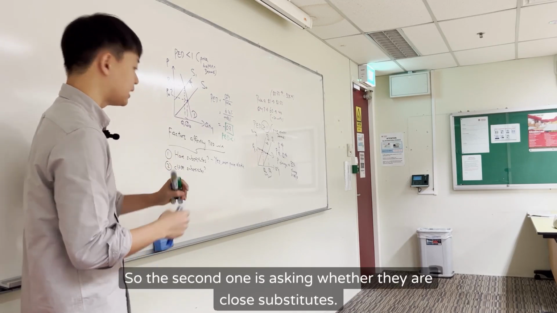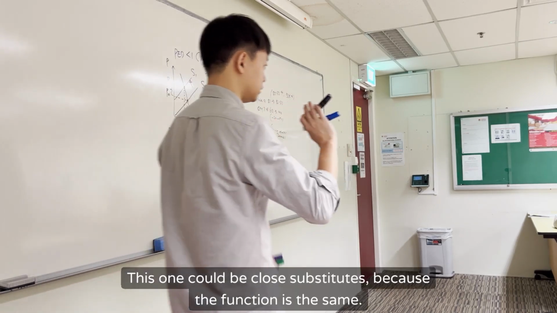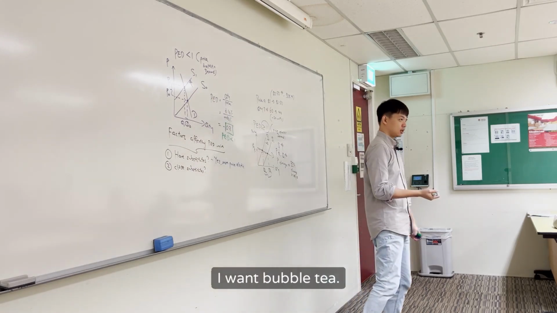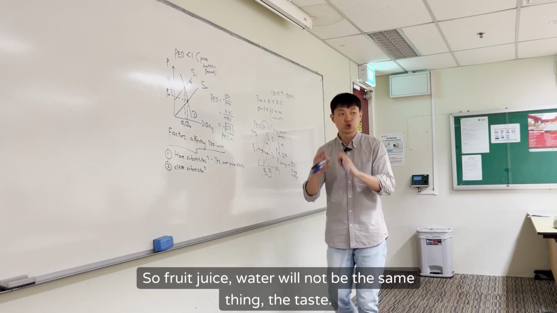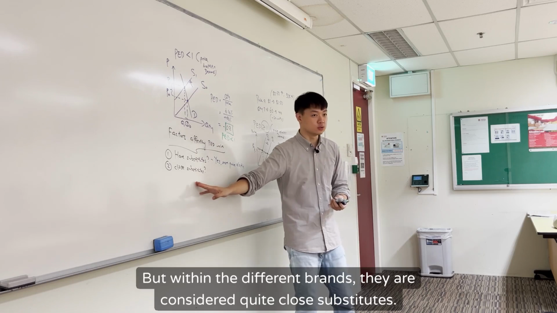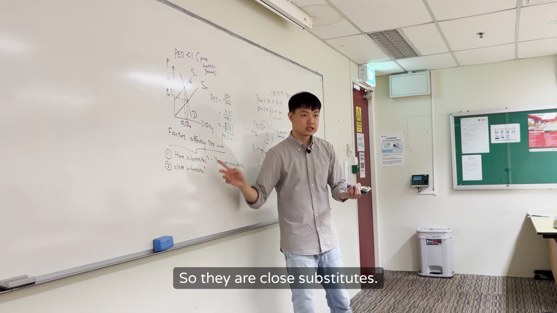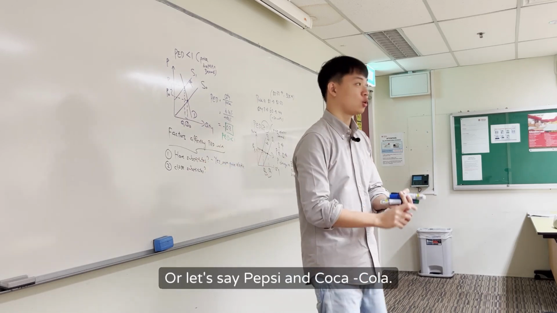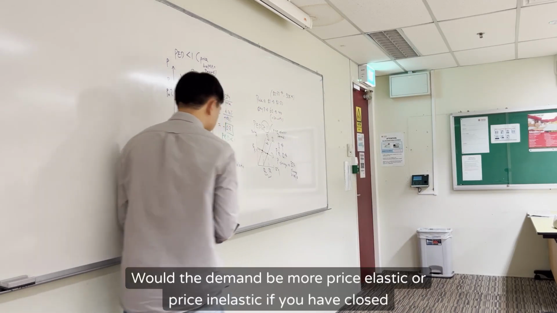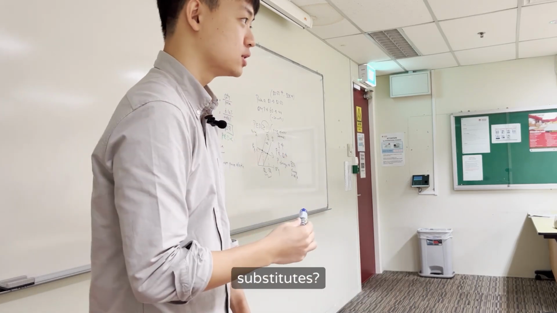The second one is asking whether they are close substitutes. That means they're very similar. This one could be close substitutes because the function is the same, it's just a different color. I want bubble tea, so fruit juice or water will not be the same thing, because of the taste. But within the different brands, they are considered quite close substitutes. Here sells fruit tea, that one also fruit tea. That one milk tea, that one also milk tea. So they are close substitutes. Or let's say Pepsi and Coca-Cola, the taste is quite similar. So if we do have close substitutes, would the demand be more price elastic or price inelastic? Elastic, right?